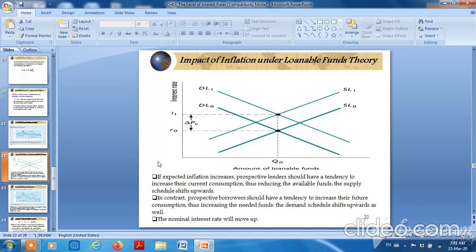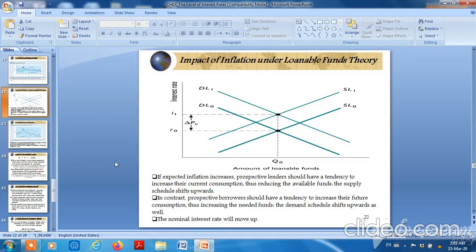The supply schedule shifts upwards، وبالتالي السبلاي schedule shifts upwards هيتحرك للأعلى will move up. In contrast, prospective borrowers should have tendency to increase their future consumption, thus increasing the needed funds. وبالتالي the demand schedule demand function will shift upwards as well. هلاقي ان الديماند فانكشن هيتحرك will move up، وهلاقي ان الاس ال will move up، لان الاس ال بيتوقع ان الانفليشن هيزيد، وبالتالي هيكون محتاج اموال اكتر علشان الانفاق على الانفستمنتس.